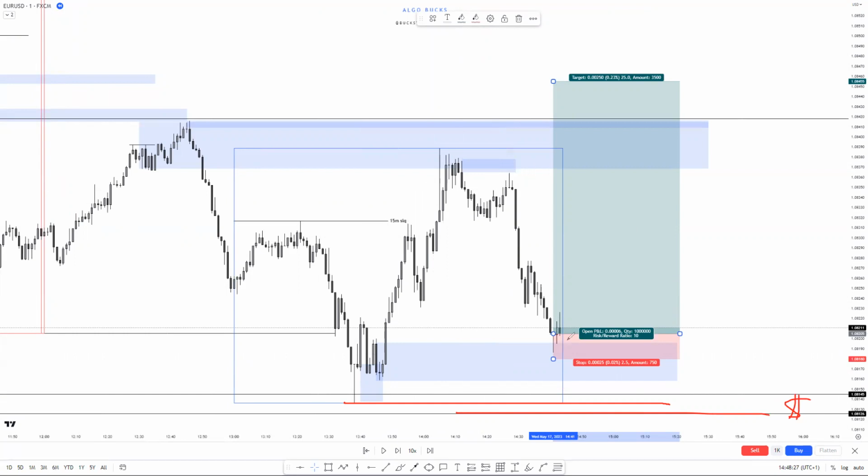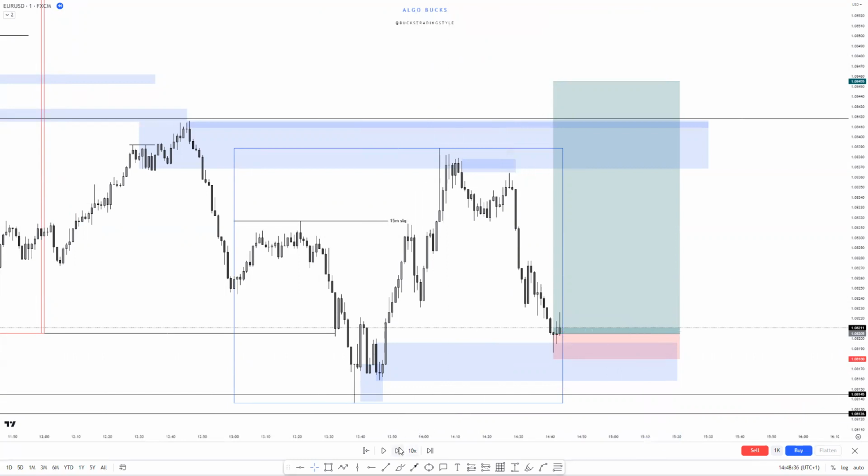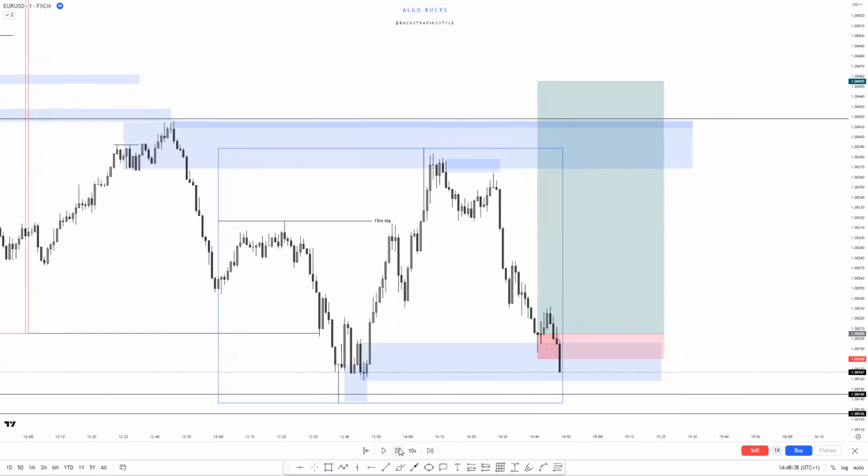So taking this buy is like going against the trend, right? It's like going against the trend just because of this POI that appears to be a valid one. So let's see. Okay, exactly, going against the trend.